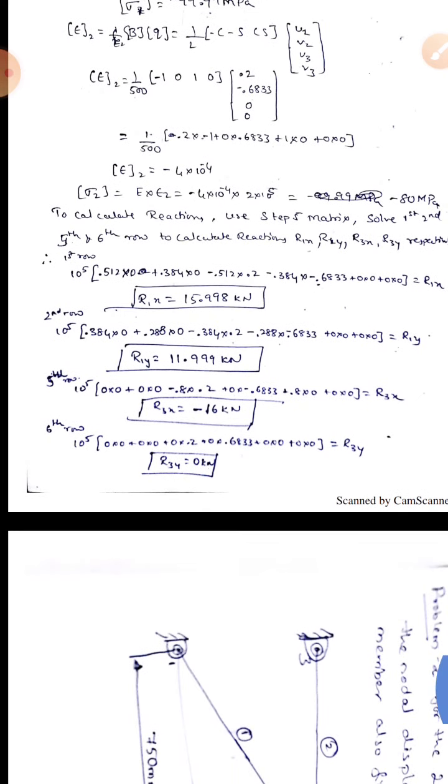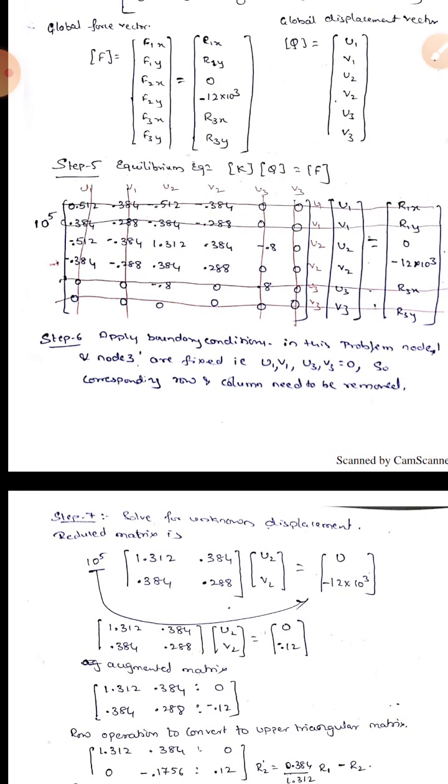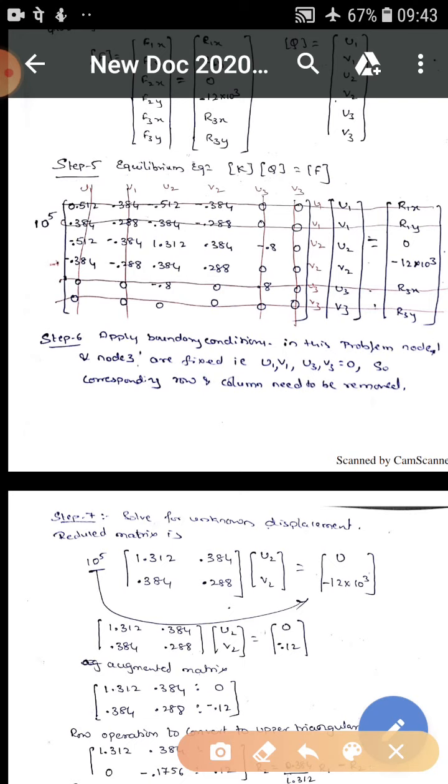Reactions R1, R2, R3, R1x, R1y, R3x and R3y. Where do we have to refer? We have to use the step 5 equations again. In the step 5 equation, if you multiply the first row with this u1, v1, u2, v2 column, you will get R1x.